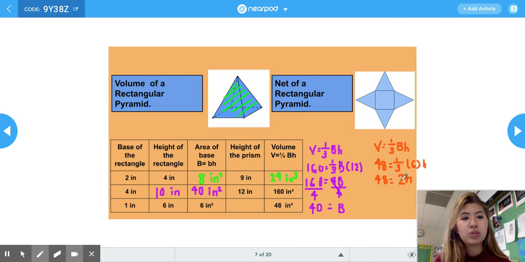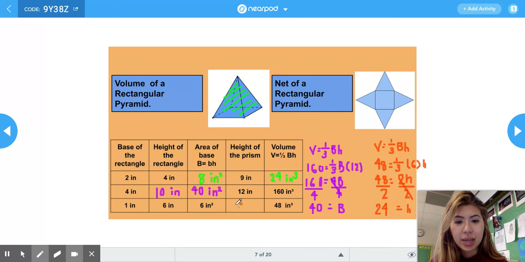Now to move the 2 to the other side, I'm going to do the opposite operation. The opposite of multiplying by 2 is dividing by 2. 2 divided by 2 is 1, so I'm left with h is equal to 48 divided by 2, which is 24. So my height is going to be 24 inches.